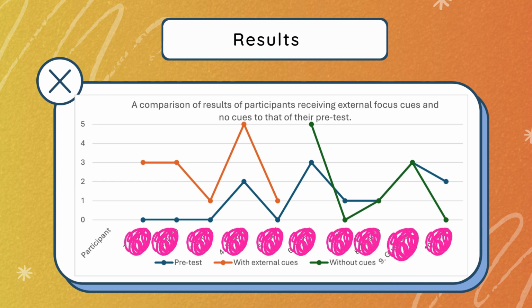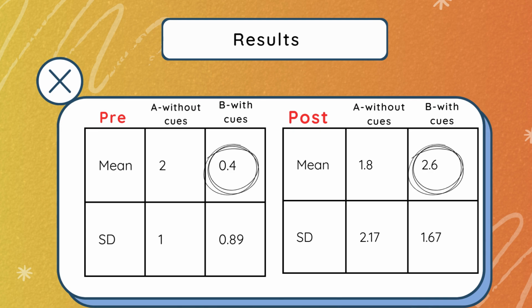As we can see from the results, participants receiving external attentional focus cues did better than their own pretest. Those who did not receive any cues have shown mixed results as compared to their pretest. In Group B, the mean score increased from 0.4 to 2.6, which indicated a better performance. As for Group A, the mean score decreased slightly from 2 to 1.8, but showed a high standard deviation of 2.17.